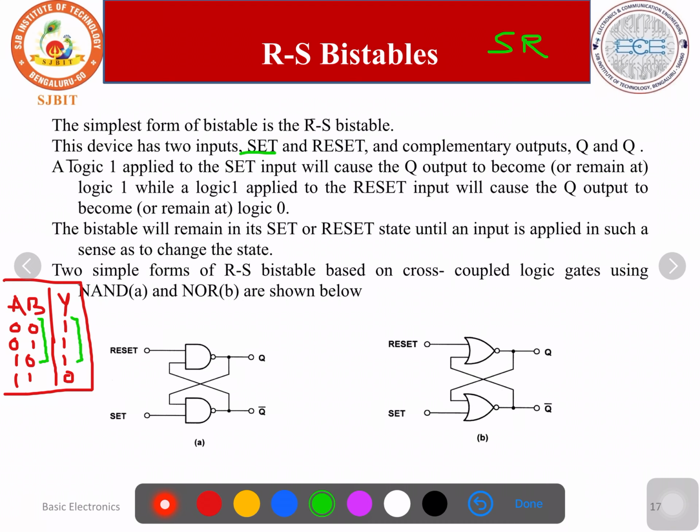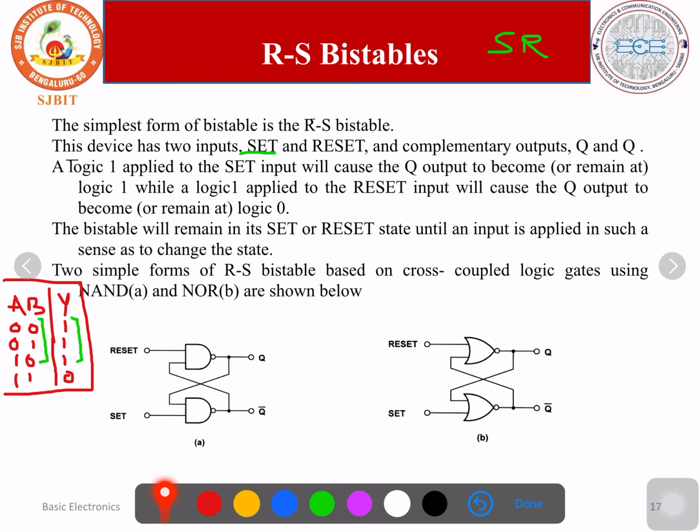Don't worry about the other input. If any one of the inputs is 0, the output becomes 1. The output is 0 only when both the inputs are high. So we will use this to analyze the RS bistable using the NAND gate.